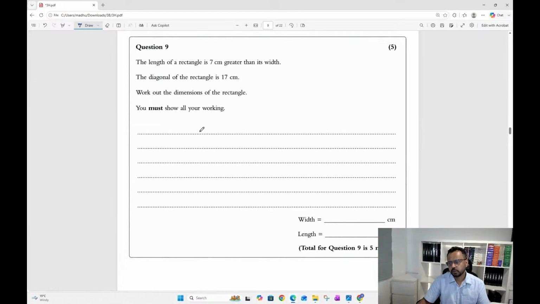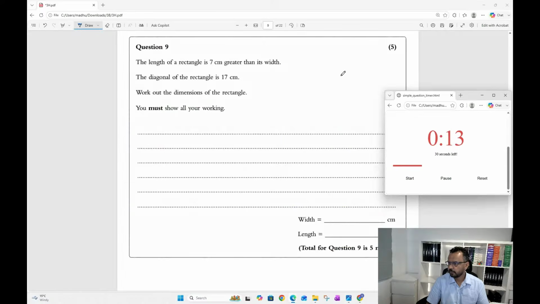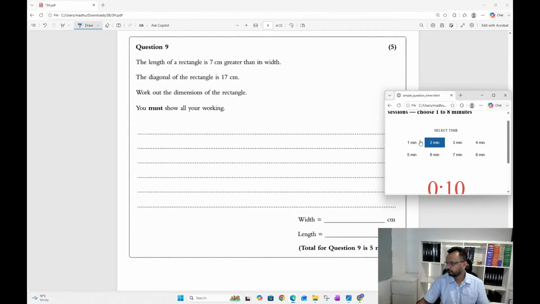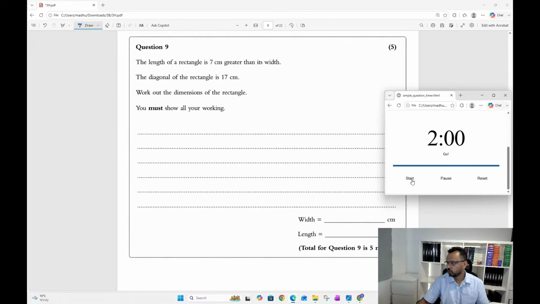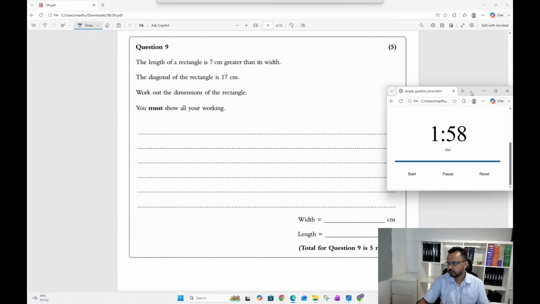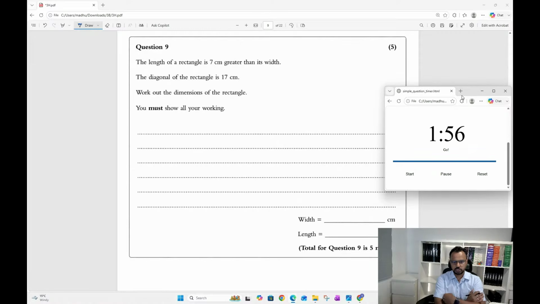Right. Question number 9. 1.5 minutes. I have only a 1 minute one, so I'm just going to run the 2 minute one and then let you quickly do it and we will check the answer. Come on, guys, just continue. Concentrate on the question, please.